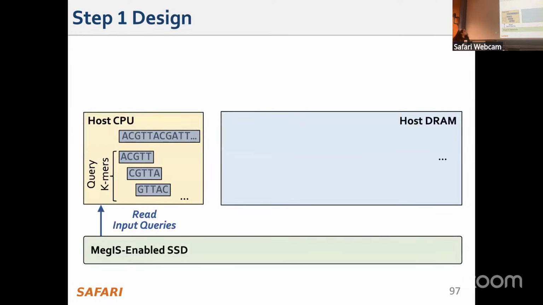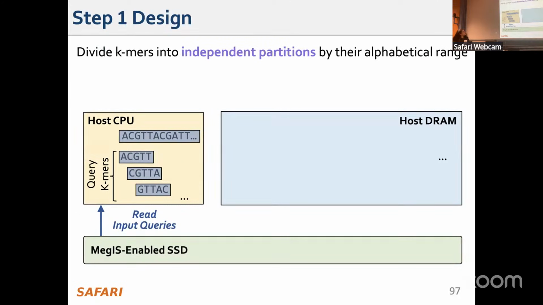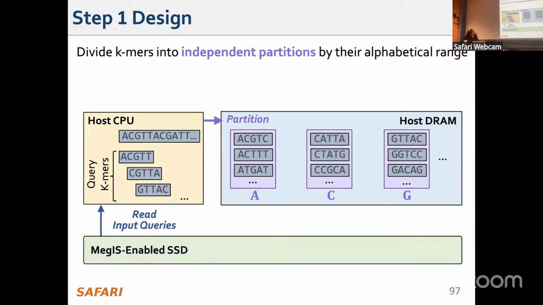So this is how step 1 works in our design. The host CPU has the query k-mers, and we divide the k-mers into independent partitions based on their alphabetic range. This green part is the MegIS-enabled SSD. I'm not expanding it because this step is not executed in the SSD. It is in the host system, where I'm expanding the host CPU and host DRAM. So we extract the k-mers and then write them into alphabetically partitioned ranges. We have more partitions, but for simplicity, I'm only showing a few of them.